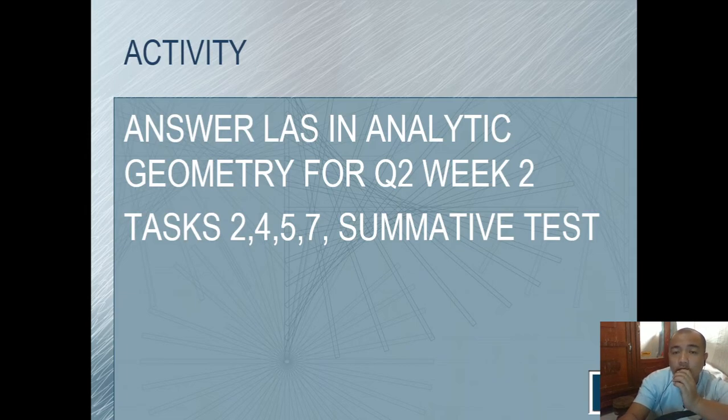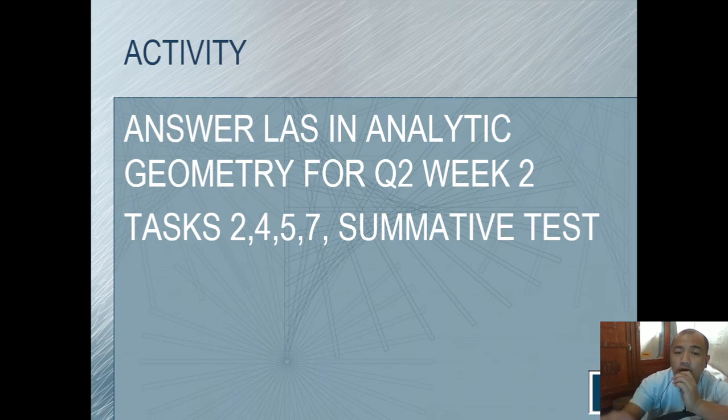So I hope you learned many things on how to find the equation of a line given 2 points. Just use the 2-point form of the equation of a line. Y minus y sub 1 equals y sub 2 minus y sub 1 all over x sub 2 minus x sub 1 times the quantity x minus x sub 1. That is if you are given 2 points. And how about if you are given a point and a slope? So you just use the point-slope form of the equation of a straight line. Y minus y sub 1 equals m times x minus x sub 1.